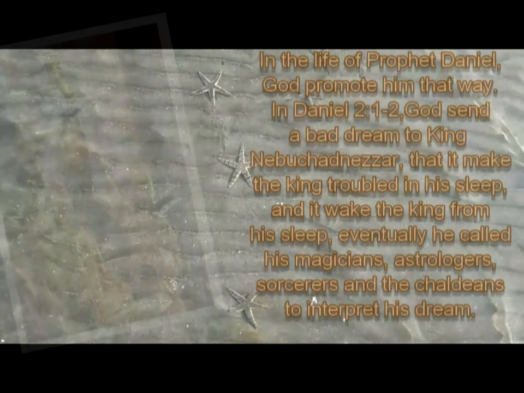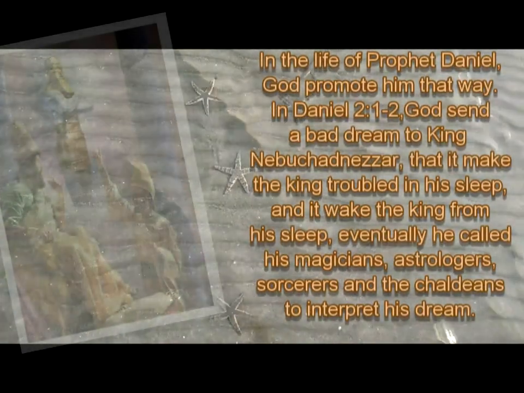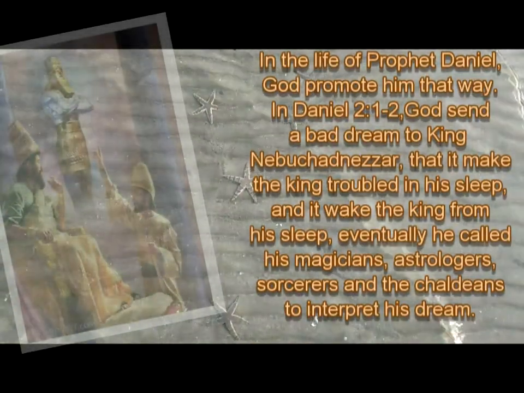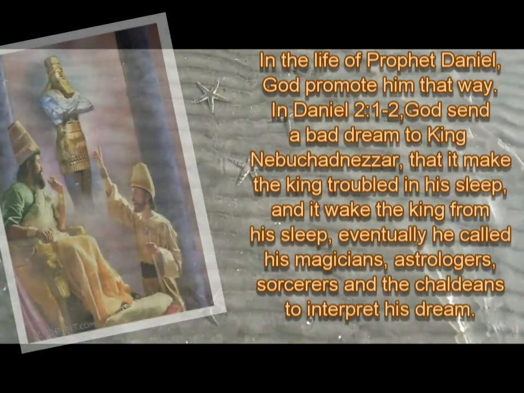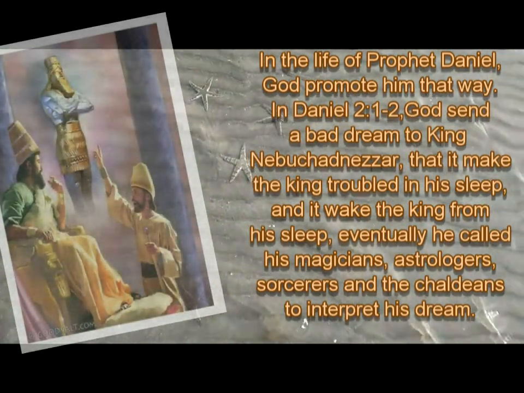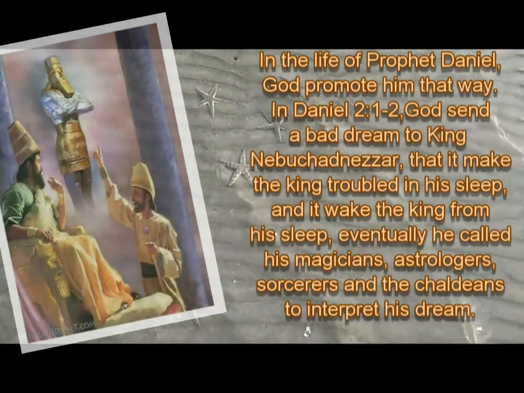In the life of Prophet Daniel, God promoted him that way. In Daniel chapter 2 verses 1 and 2, God sent a bad dream to King Nebuchadnezzar, that made the king troubled in his sleep, and woke the king from his sleep. Eventually he called his magicians, astrologers, sorcerers and the Chaldeans to interpret his dream.